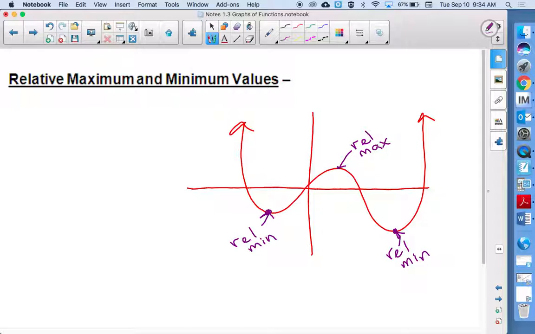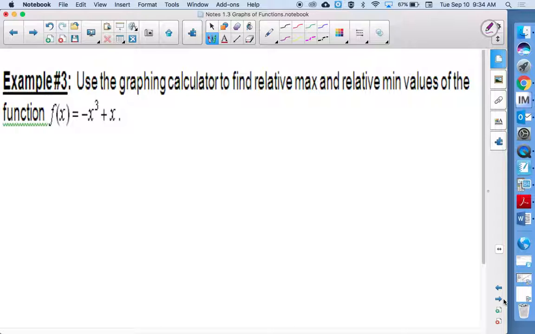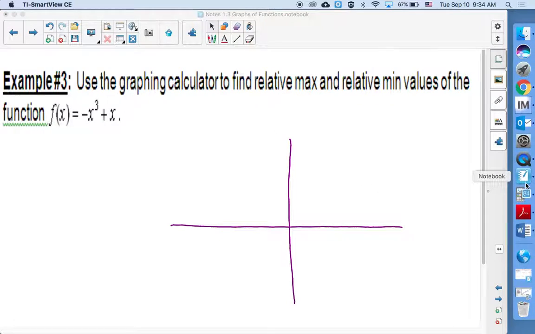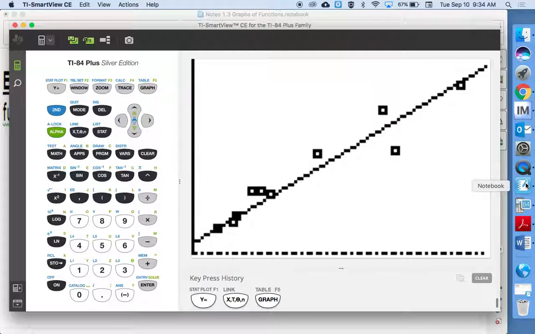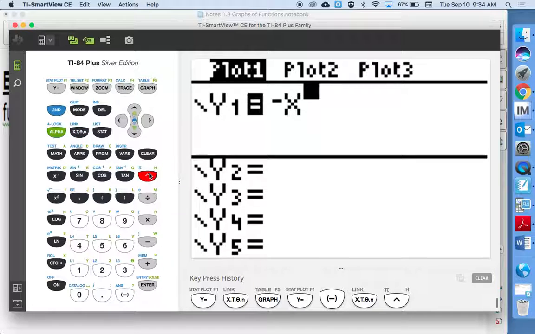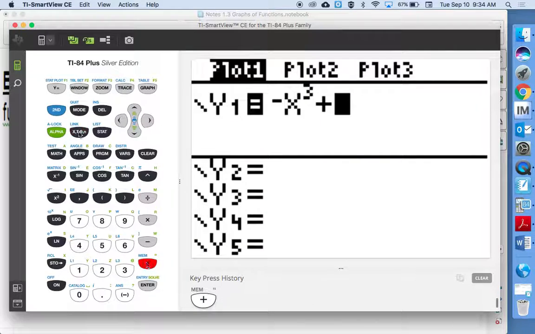So I think the next question asks you to use your calculator. If you want to plug in, it's at the top of the next page. Use the graphing calculator to find the relative max and min values of the function. And we have -x cubed plus x. So plug this in your calculator, get yourself a little graph to look at, and draw yourself a little sketch.